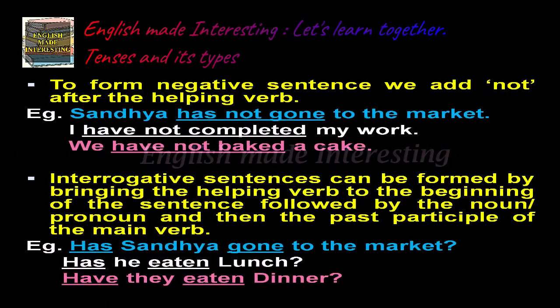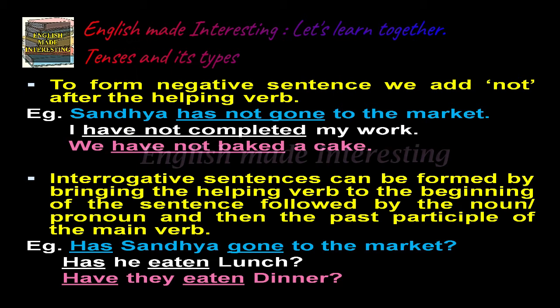To form a negative sentence, we add not after the helping verb. Sandhya has not gone to the market. I have not completed my work. We have not baked a cake. So here, not is added after the helping verb like has, have, etc.